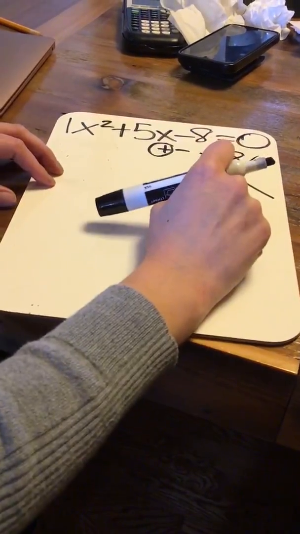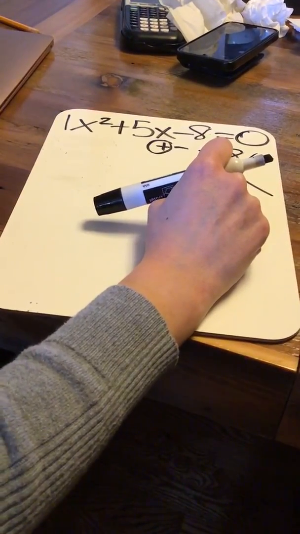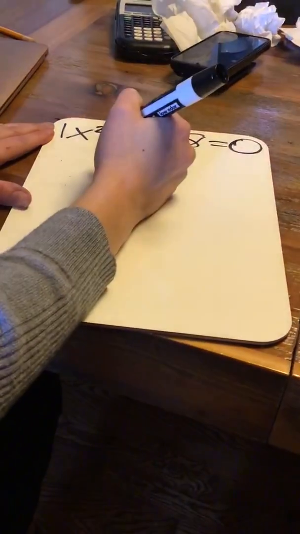So when you look at this right here, it's not factorable. So since it's not factorable, we have to use a different method. And that's where the quadratic formula comes in.